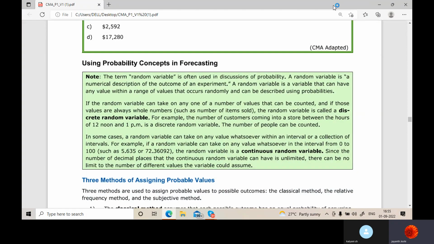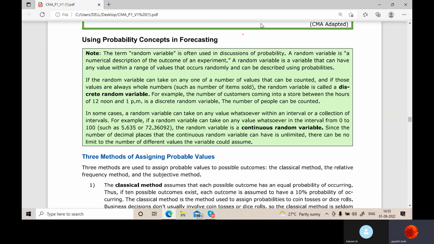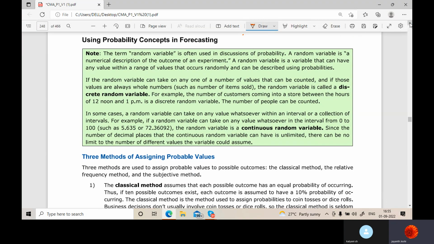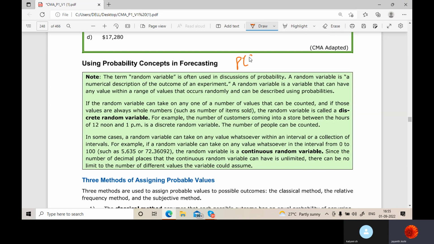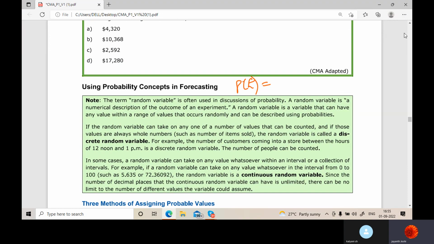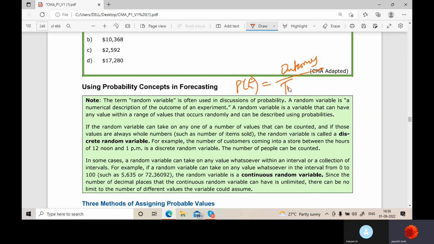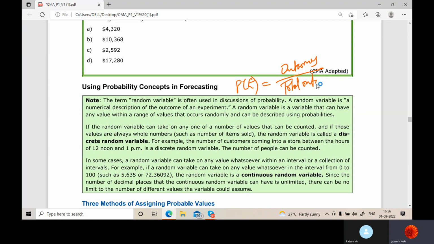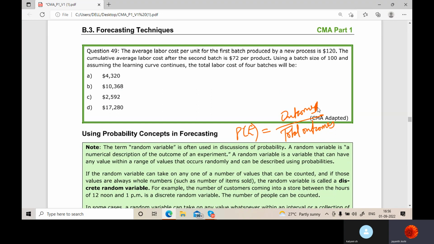So we are starting with using probability concepts in forecasting. First of all, what is probability? Probability of an event E is equal to outcomes by total outcomes. It's not outcomes, it's favorable outcome by total outcomes. So, a simple way. I'm not going into mathematics.